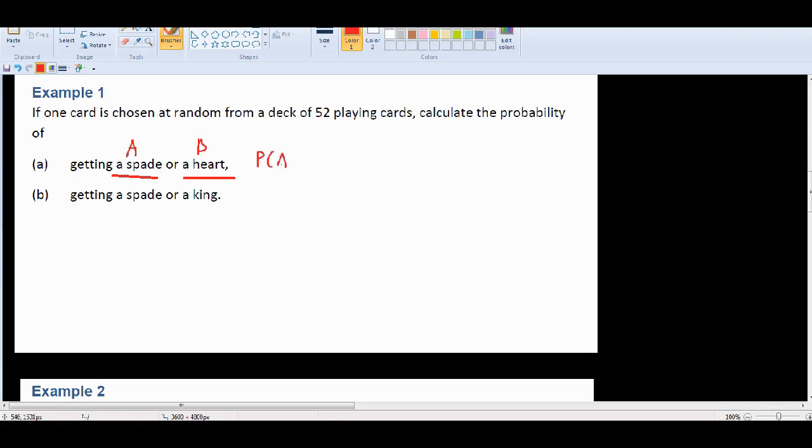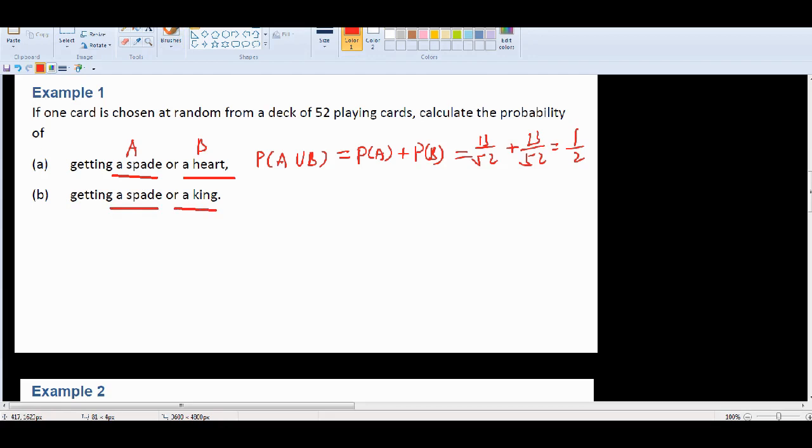So what you need to write is probability of A or B, and since they are mutually exclusive, you just add them, okay? And spade, you got 13 of it, and heart, you got 13 of it. So that's 26 out of 52. That's 1/2.